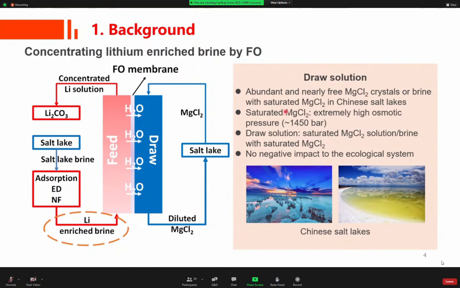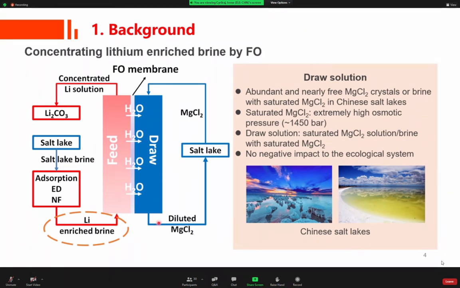In Chinese salt lakes, there is abundant and nearly free magnesium chloride crystals or brine with saturated magnesium chloride. Saturated magnesium chloride solution has an extremely high osmotic pressure of above 1000 bar. So the saturated magnesium chloride or the brine with saturated magnesium chloride are suitable for use as draw solutions to concentrate lithium-enriched brine by FO.